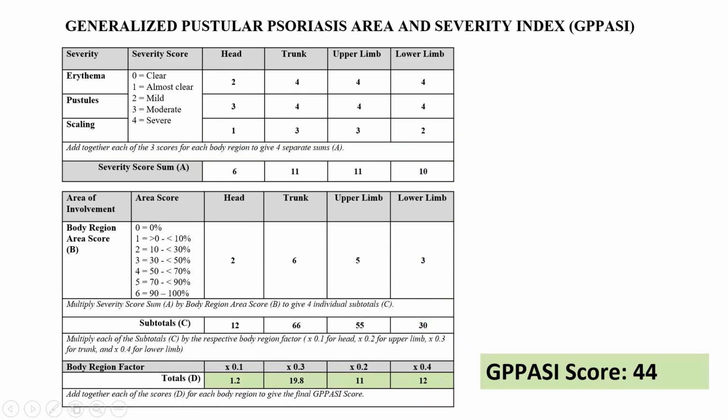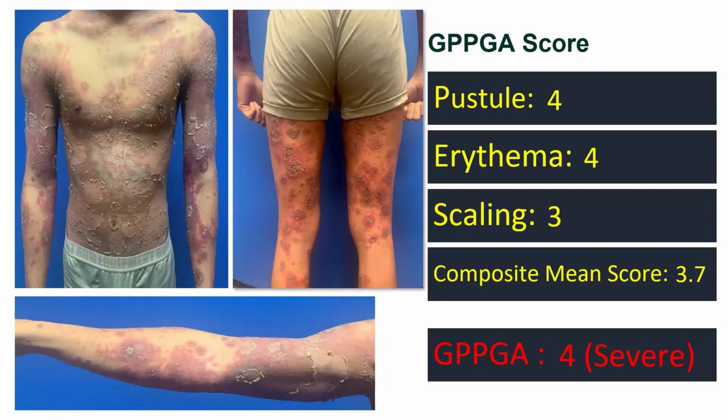So if we calculate, after we sum up all the regions of the head, trunk, upper limb, and lower limb, the total final GPPASI score is 44, which indicates very severe and extensive disease.